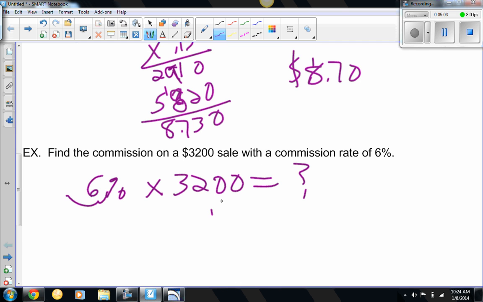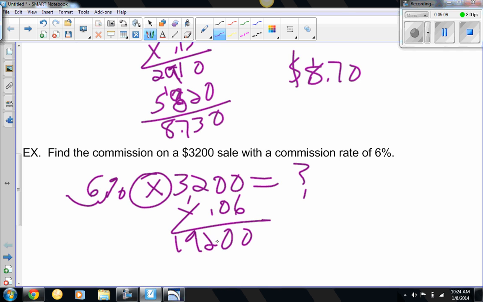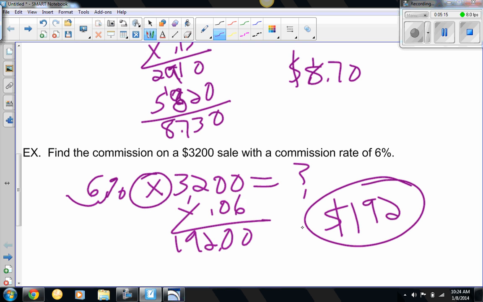2 to the left, so 0.06 times, it says times right there. So it's telling you what to do. So my commission is $192. It doesn't say anything else, so I don't need to add anything to it. I just want to figure out.